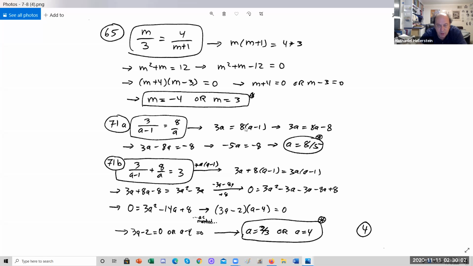3a equals 8 times (a minus 1). So 3a equals 8a minus 8. So 3a minus 8a equals negative 8. So negative 5a equals negative 8. Divide by negative 5, the negatives cancel. a equals 8/5.